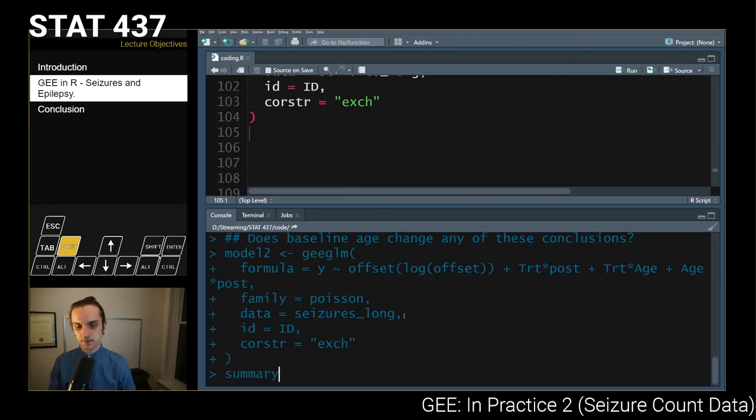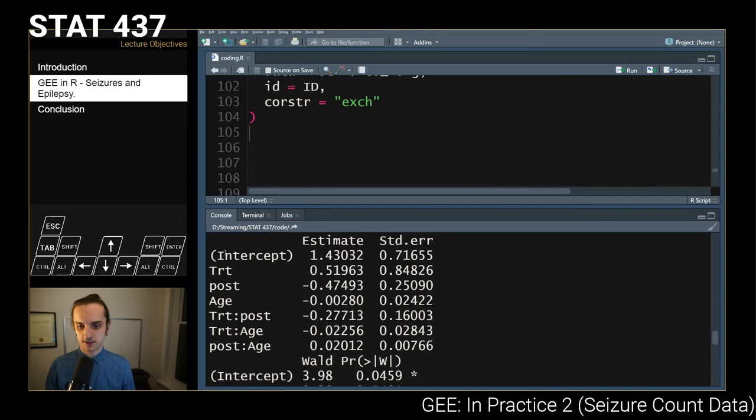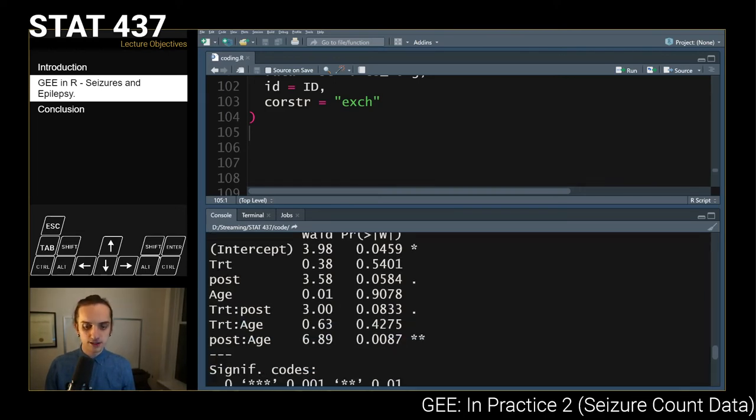So if I go summary of model two, there we go. You can see that we've estimated quite a few extra parameters here. So we have the intercept, the treatment, the post, the main effect of age, we have the treatment with the post, the treatment with the age, and the post with the age as well. And if we scroll down, we can see that the post with the age appears to be significant, right? So pre-post treatment seems to matter based on the age. The age by itself doesn't seem to matter so much, nor does the treatment with the age.